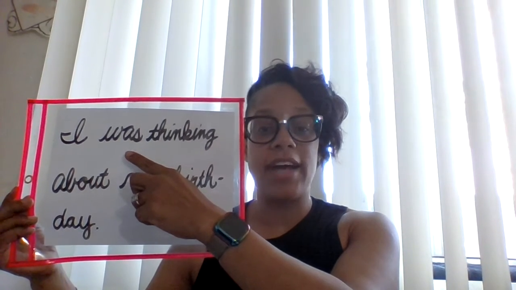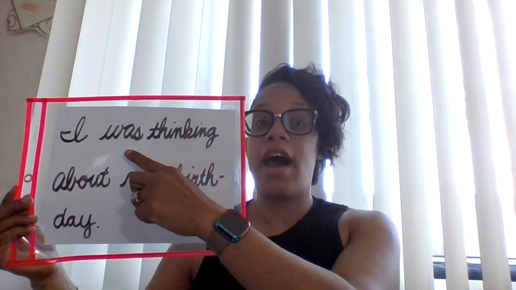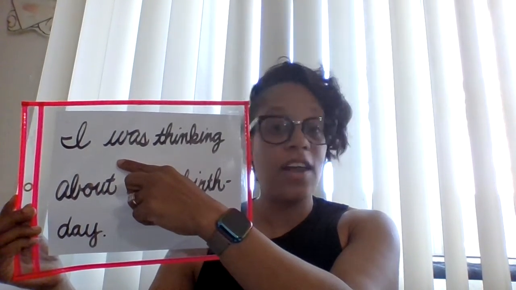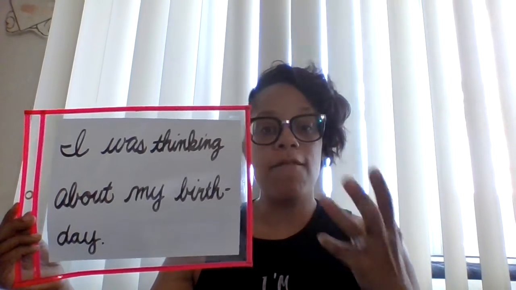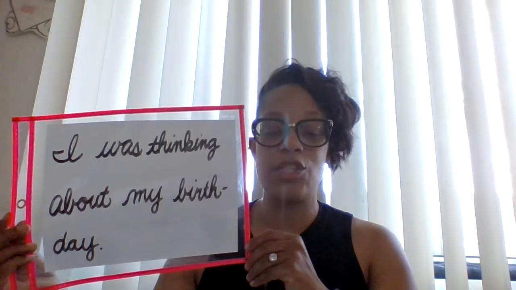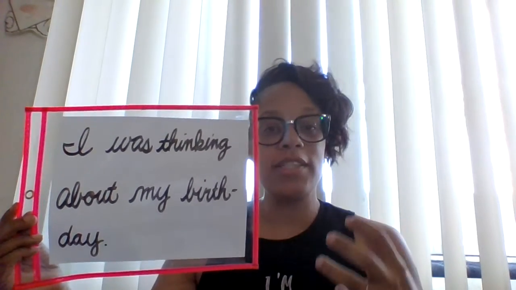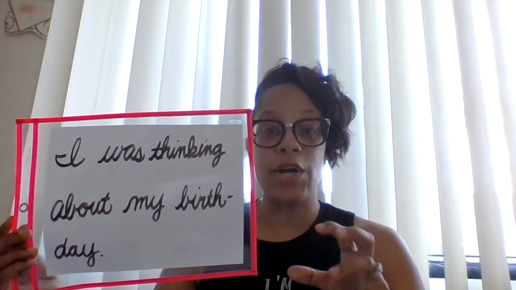So, although we have a non-action verb in this sentence, since it's a helping verb with a verb after it, it would be not a non-action verb, but a helping verb, like we've learned. So the verb phrase for this sentence would be what? Hopefully you said was thinking. So was thinking is the verb phrase.